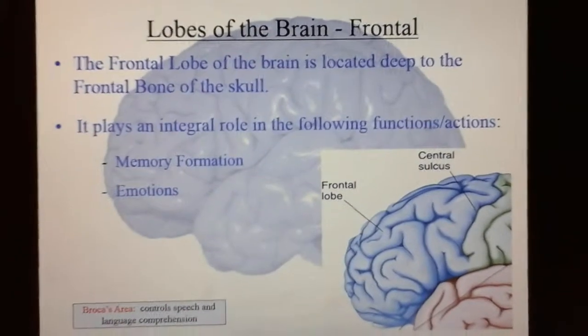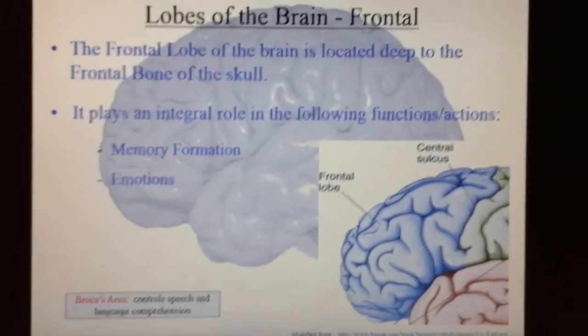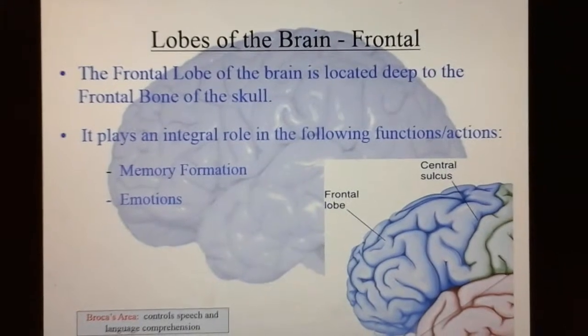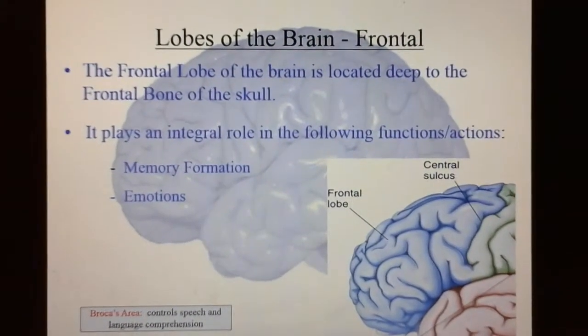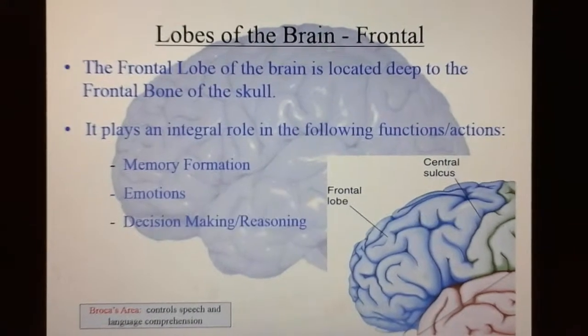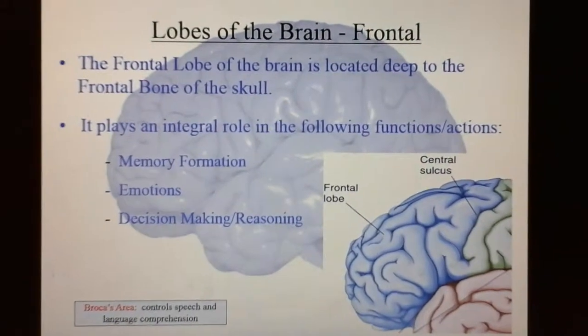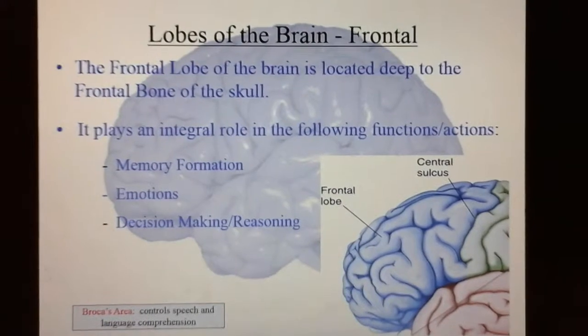But this part of your brain does have something to do with emotions. Anger is not included in this. Anger is a primitive protective measure we have, and that's a whole different group of nerves. This part of your brain also has something to do with your ability to make decisions and reason.